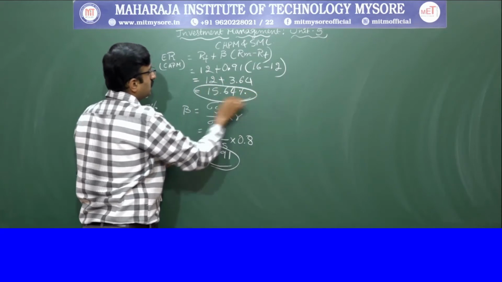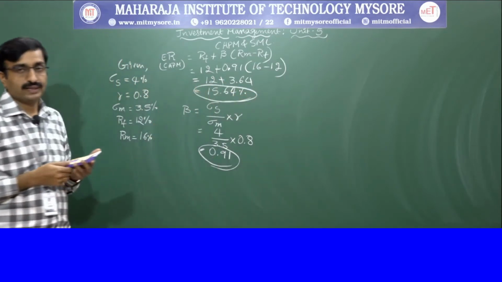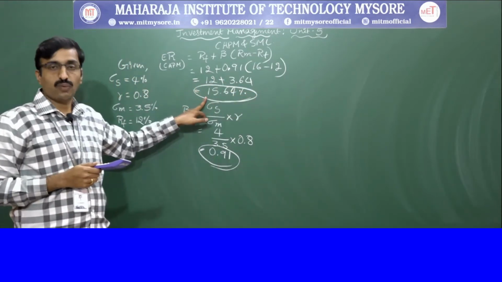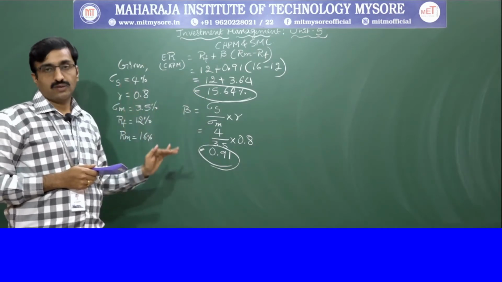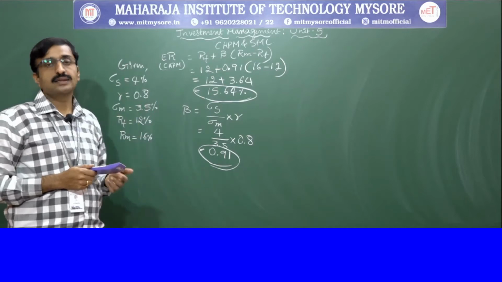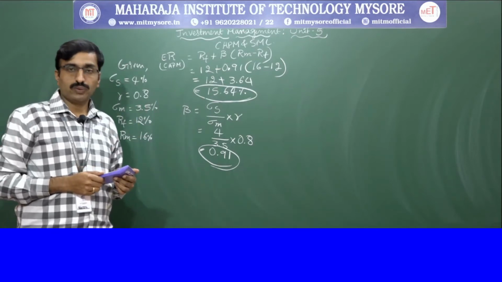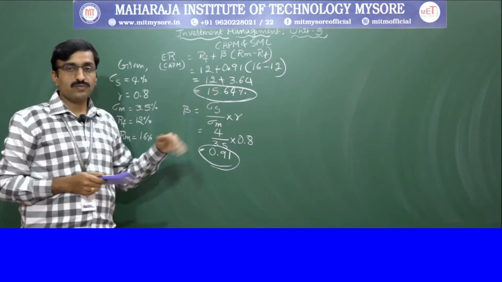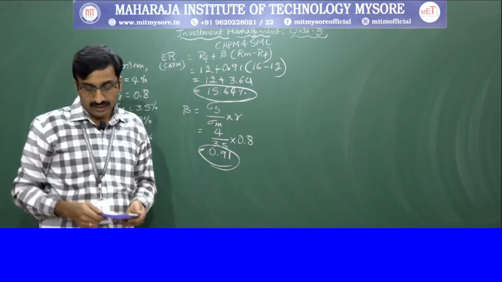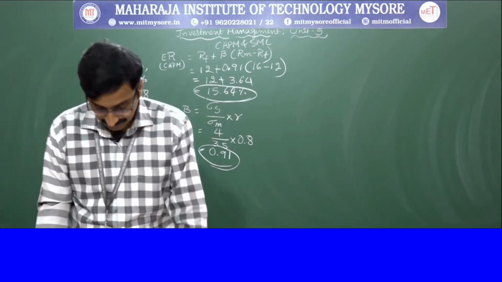15.64%. This is the required rate of return. In this problem, beta they have not given. First find out the beta, then calculate the required rate of return. Hope you understood, which carries 3 marks. So, same related problems for 10 marks we can take it from the same question paper.